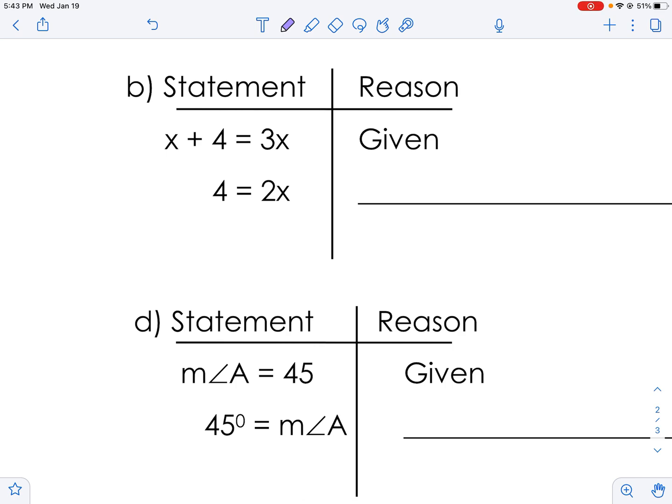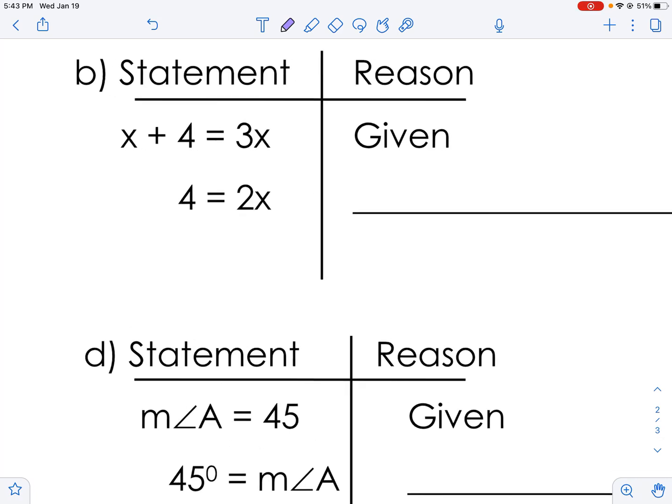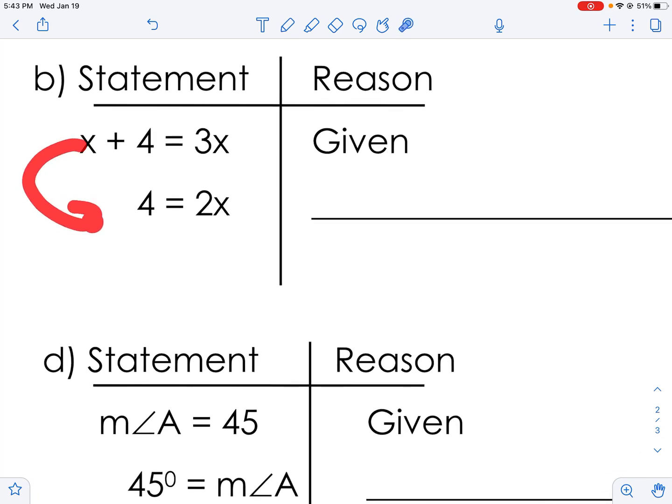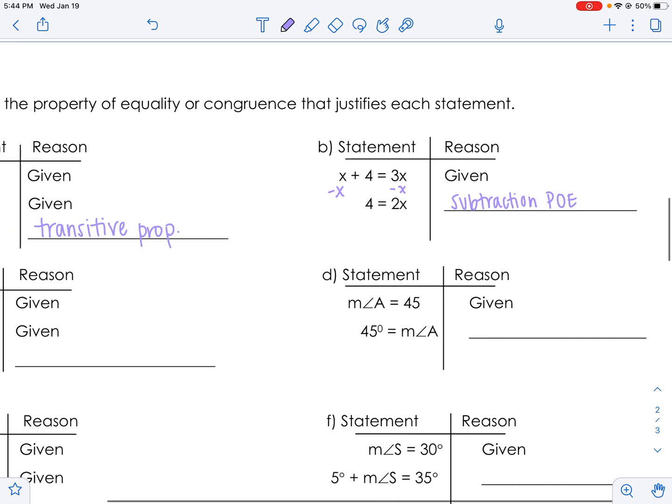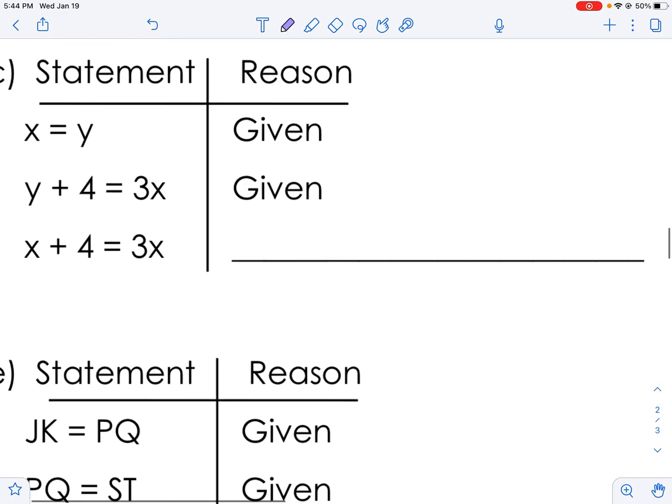If x plus 4 equals 3x, and then they go from that to 4 equals 2x. Well, ask yourself, what happened from here to here? And if you notice that x is just gone. So they took away an x on one side. Ask yourself, did they do the same thing on the other side? And they did. Look, 3x minus x is 2x. So they took away an x. So they took out an x. They subtracted it on both sides. So that would be subtraction property of equality. And you could write POE for short, for property of equality.